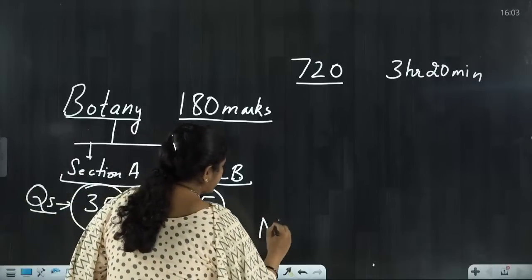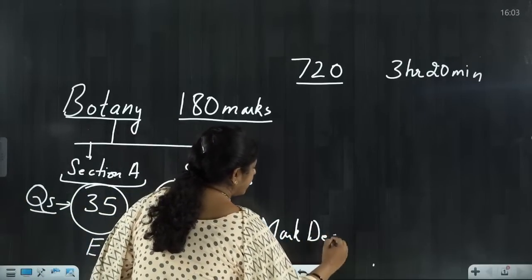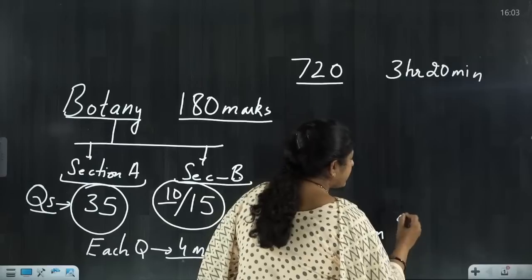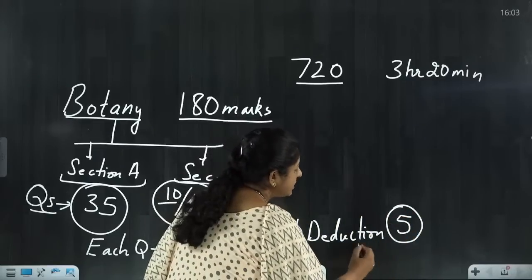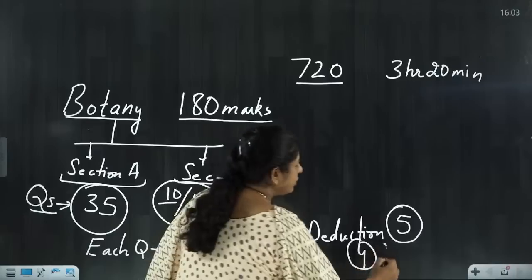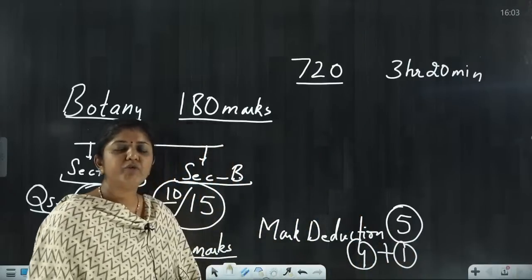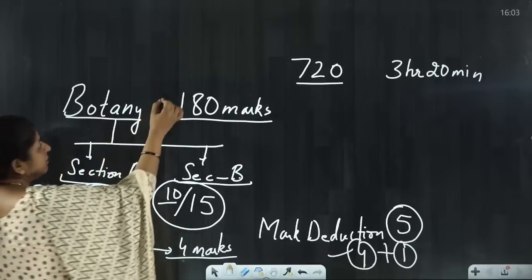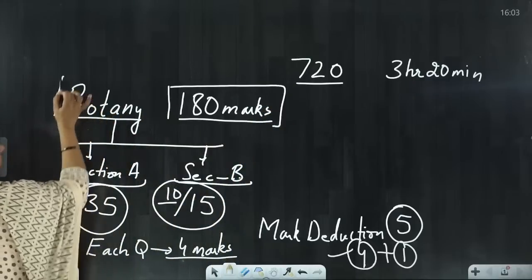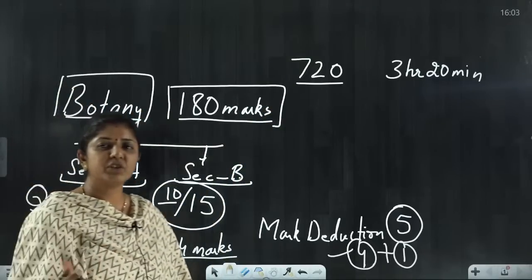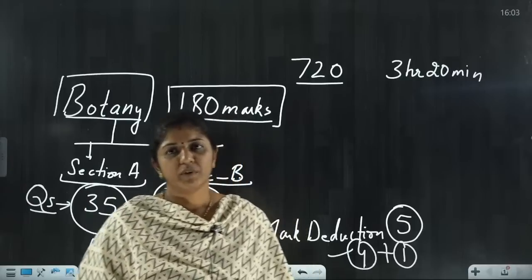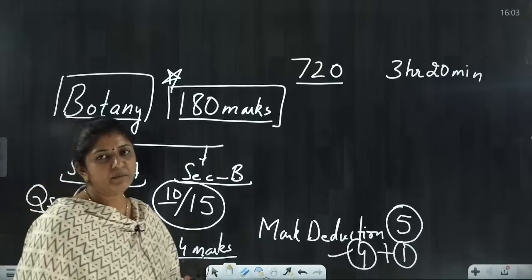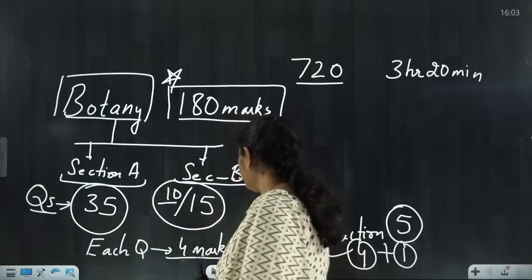Your marks will be deducted if you make an incorrect response: a total of 5 marks will be deducted, meaning the 4 marks of that question are added on to the negative marking of 1. If you are not attempting, then 4 marks. Clear? So we are working here for 180 marks under botany. Each subject, zoology, physics, chemistry, is 180 marks. So botany is 180 out of 720 marks, right? This is the one thing you should know.